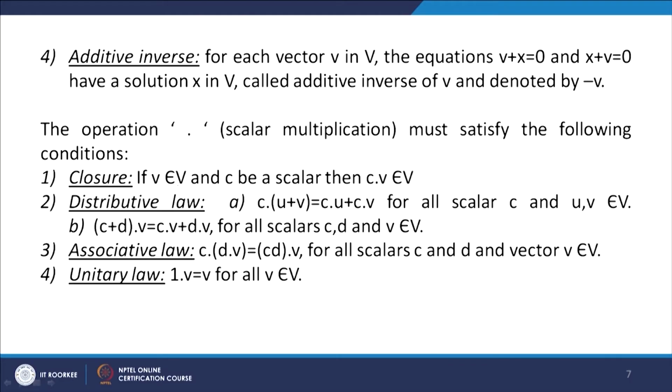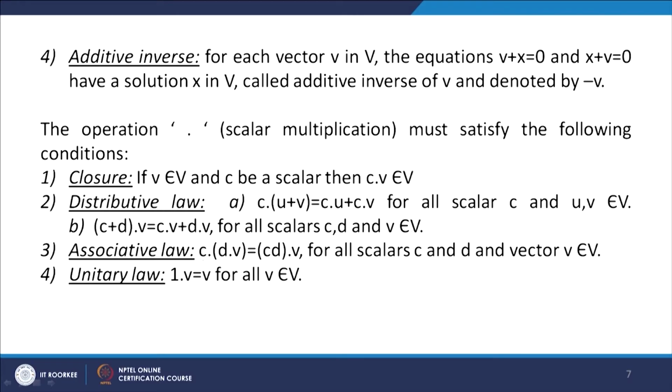Closure: if b is an element of B and c is a scalar, then c times b belongs to B. Distributive law: c dot (u plus b) equals c dot u plus c dot b for all scalars c and any vectors u, b belonging to B, and (c plus d) dot b equals c dot b plus d dot b for all scalars c, d and b belonging to B.